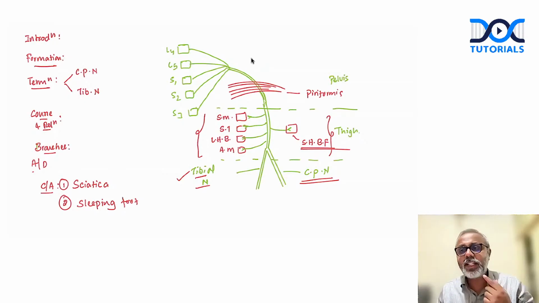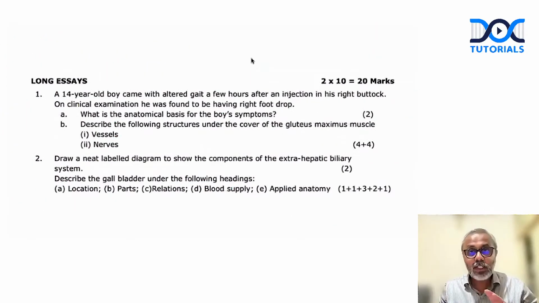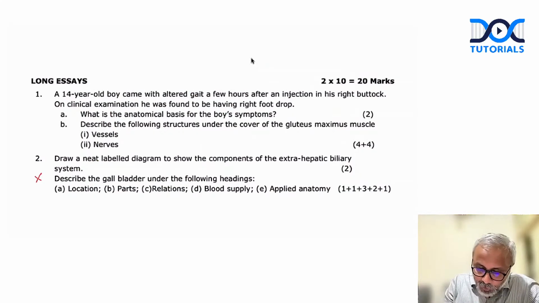Then let's see one more important question that is again very frequently asked and also as a case-based question, right? Now, let's forget this. This is again from the chapter of abdomen. We will focus on the lower limb question. A 14-year-old boy came with altered gait. Okay. So again, lower limb question.